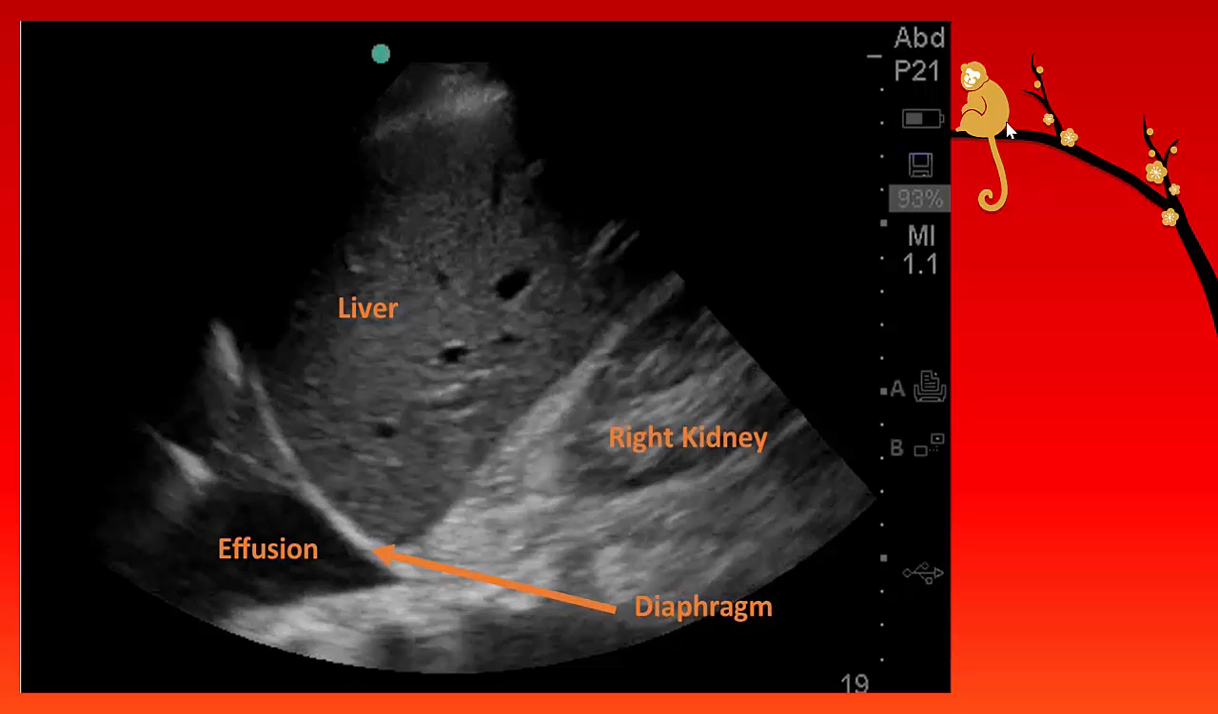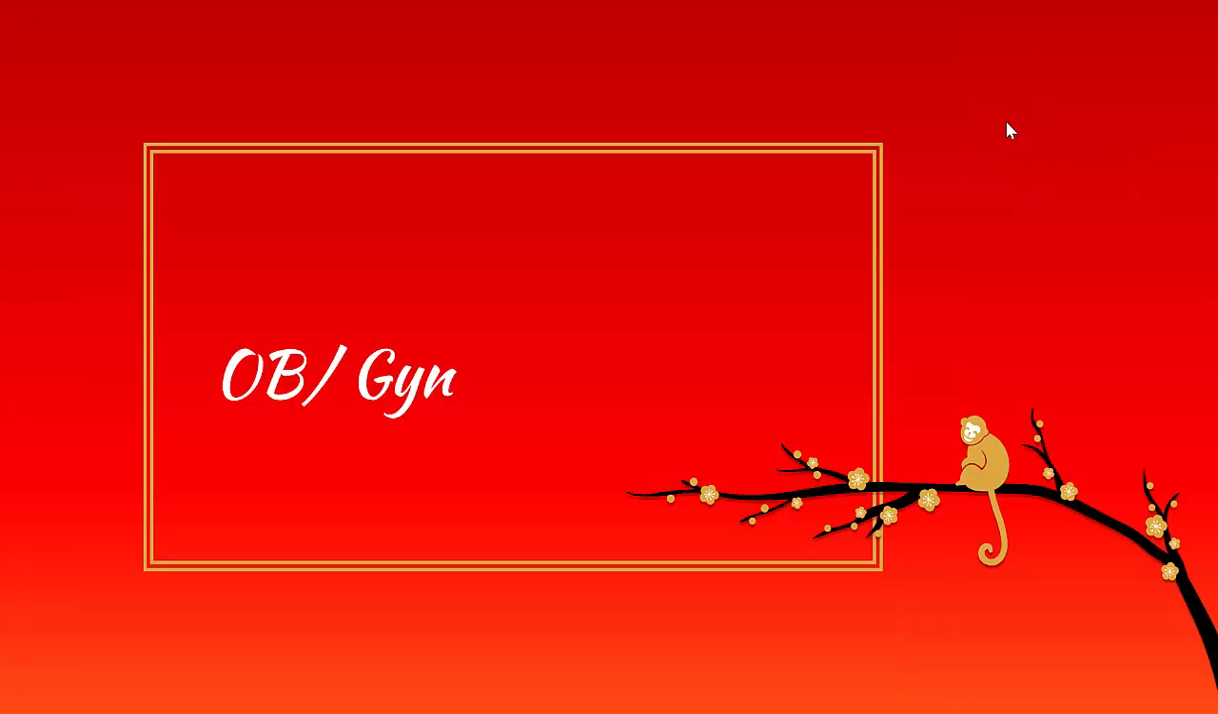So you can see here we have the view essentially of Morrison's pouch, but if you just shift up so you're catching the lung, you've got the liver, the kidney, and the diaphragm. Now normally behind that diaphragm you should see lung tissue. You shouldn't see dark fluid. And here you can see evidence of dark fluid or effusion, which in the setting of trauma is going to be consistent with hemothorax.